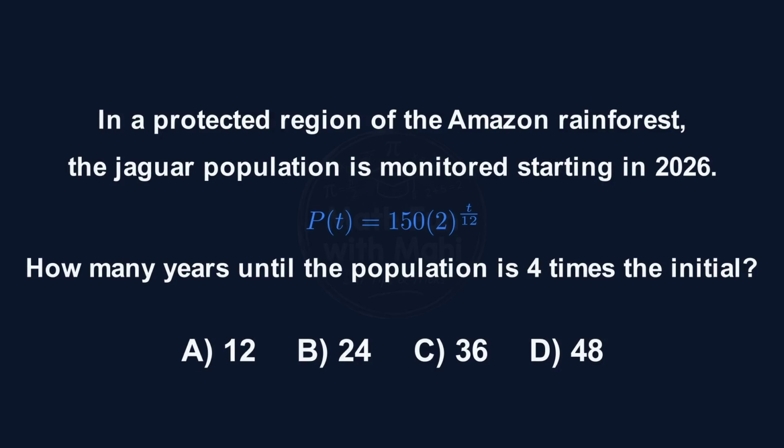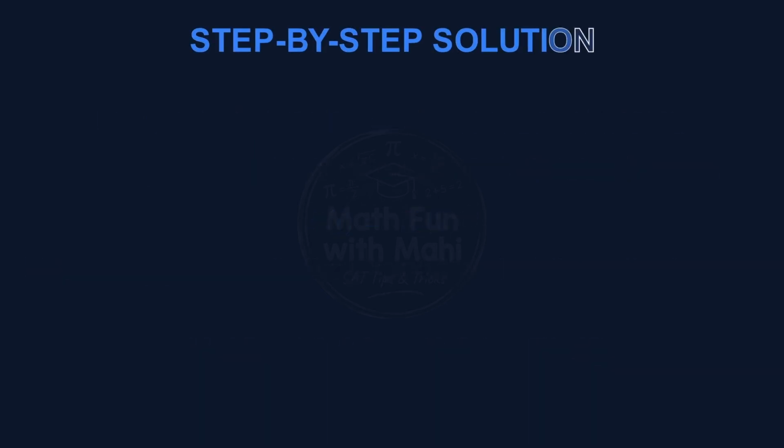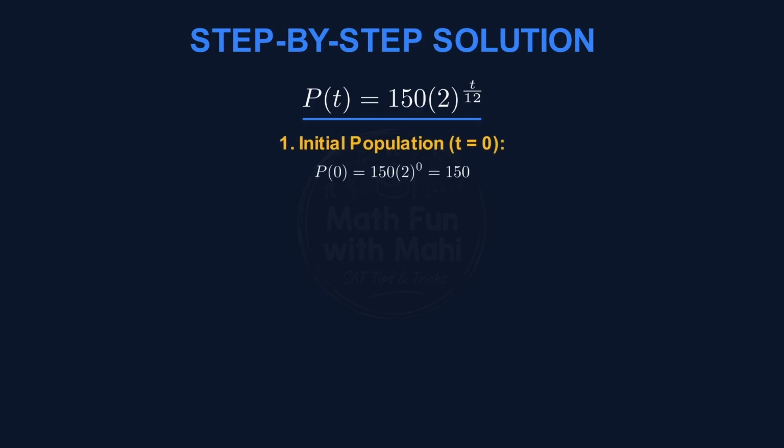Let's break this down step by step. First, let's identify the initial population. To find the initial population, we have to make the time equal to 0, and we will replace the t with 0 in the equation. Since any number to the power of 0 is 1, our starting population calculation shows the answer is 150.